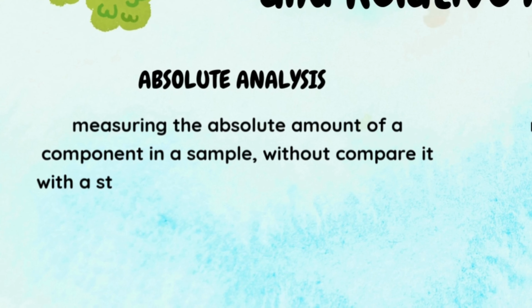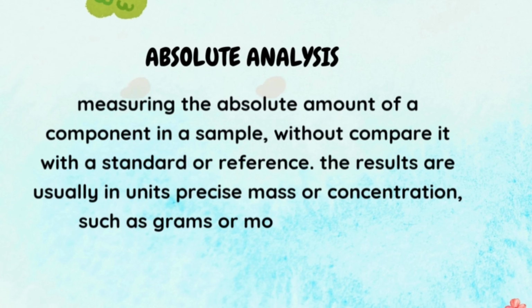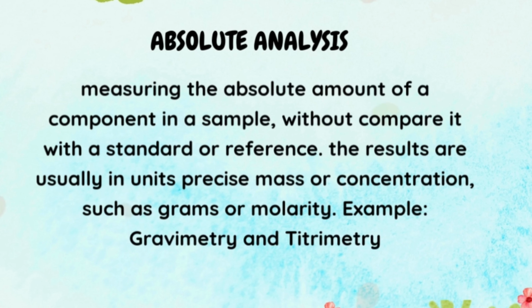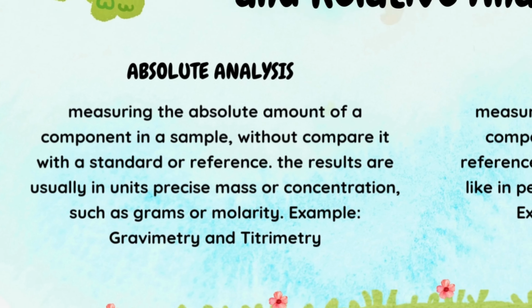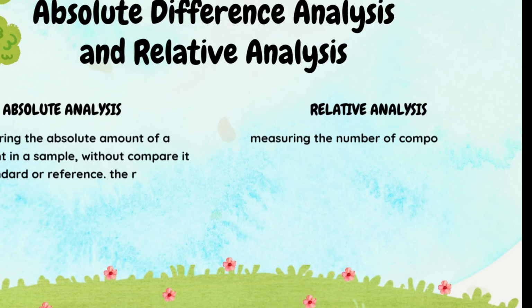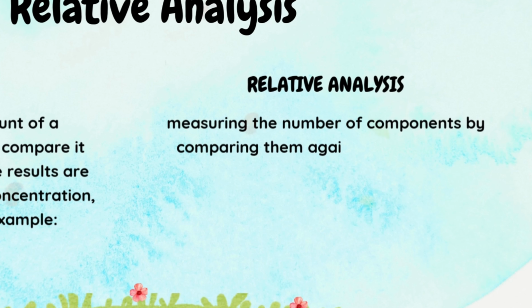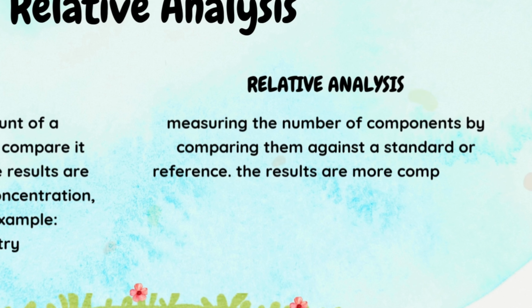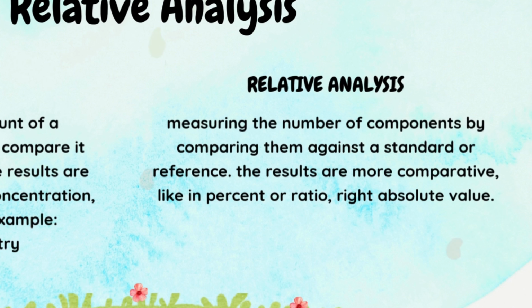1. Absolute analysis, measuring the absolute amount of a component in a sample without comparing it with a standard or reference. The results are usually in units of precise mass or concentration, such as grams or molarity. Example, gravimetry and titrimetry. 2. Relative analysis, measuring the amount of components by comparing them against a standard or reference. The results are more comparative, like in percent or ratio, not absolute value. Example, chromatography and spectrometry.